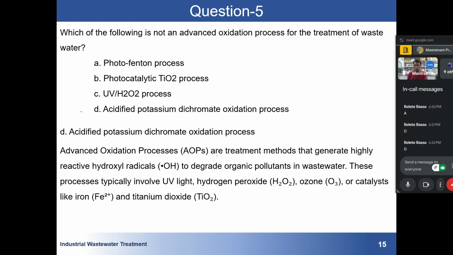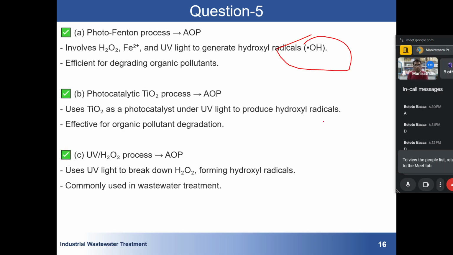Is it quite good? Till now, only one person is participating. There are eight other people. I request everyone, please participate.